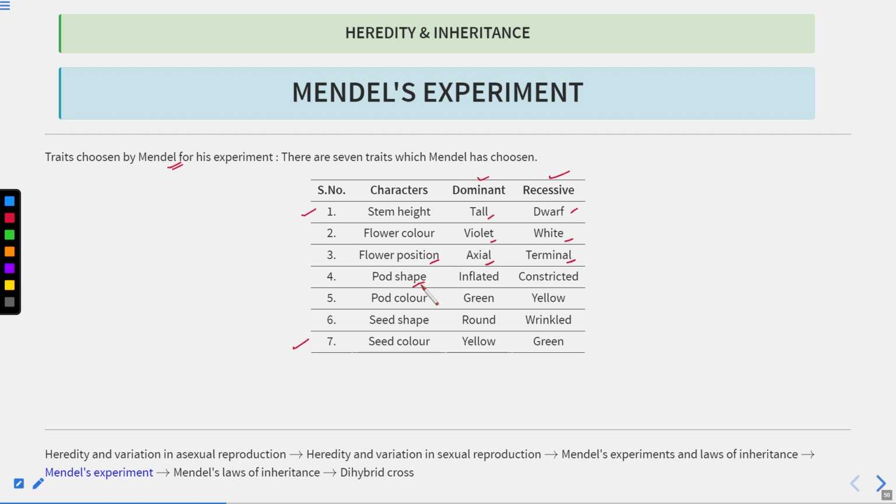Next is the pod shape. It can be inflated or constricted. And then we have the pod color. Pod color can be green or yellow. Then seed shape, which can be round or wrinkled. Then seed color, which can be yellow or green. Clear? So these were the 7 pairs of contrasting characters.